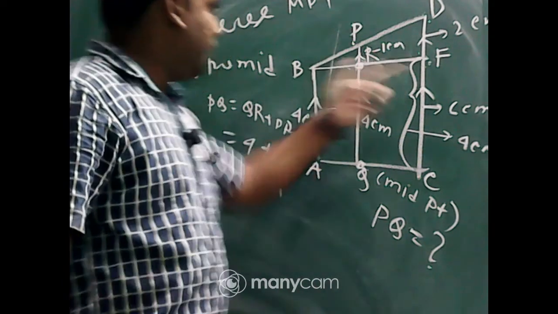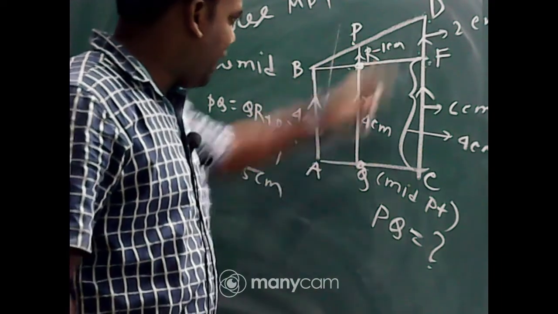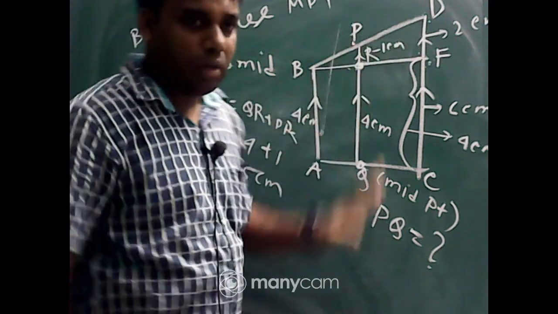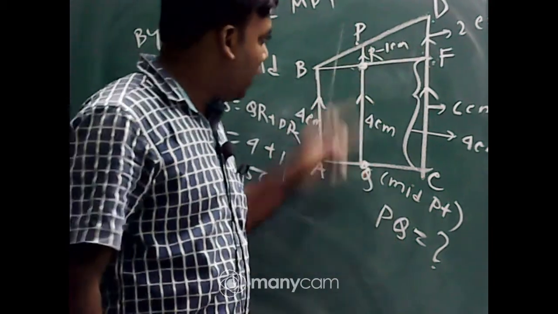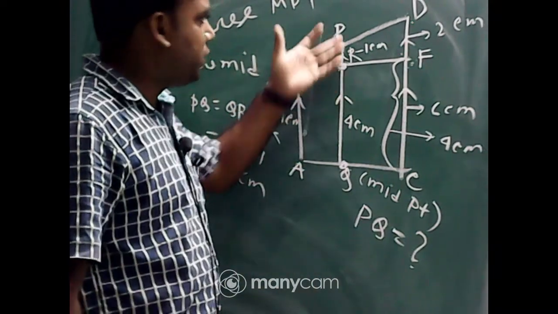Again I am explaining. Draw a line BF. That BF equals AC. Therefore AB, RQ and FC are 4 centimeter. As PR and DF are parallel, and Q and R are midpoints, then R is the midpoint. R is the midpoint means P is the midpoint.